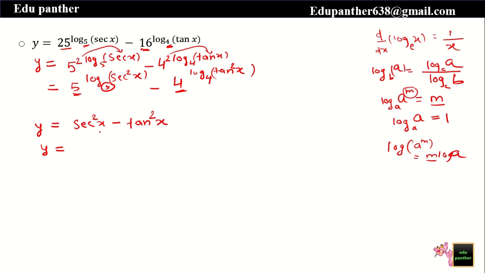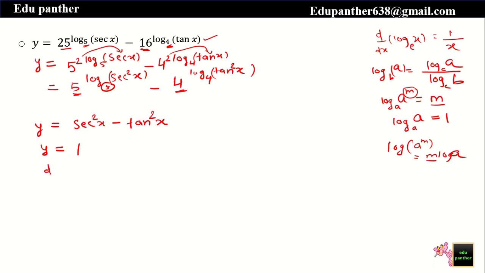But before differentiating, we have some trigonometric functions here. So we have to see whether any formula can be applied here or not. So yes, we know the formula for sec square minus tan square. It's 1. So we started with this complicated function, and using properties of log we saw that it can be written as 1. So here our function is y is equal to 1.